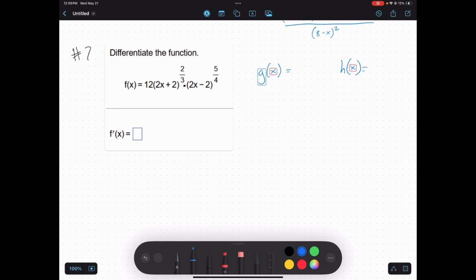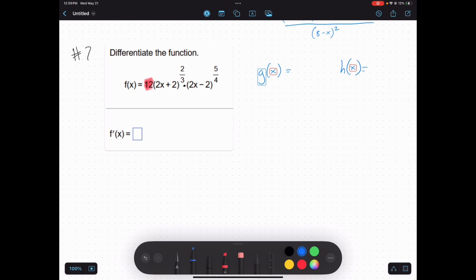And a question that comes up here is, what do we do with this 12? Well, there's a couple things I can do. I can use the constant multiple property to say that the 12 isn't going to affect my derivative, so I'm just going to leave it there and ignore it for now, and then when I'm done with everything, I'll multiply everything by 12. So that's one way I could do it.